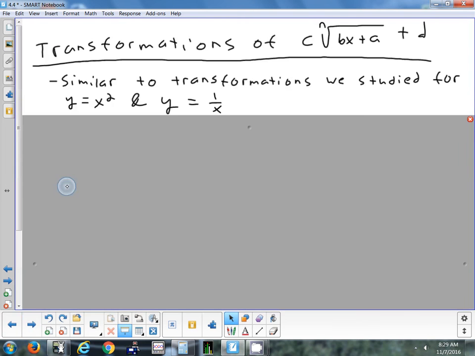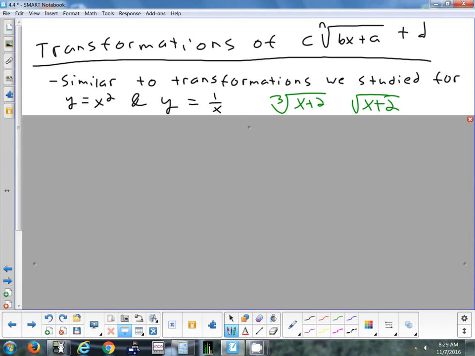All right, so now we'll take a look at the transformations. What I've done is I've written a generic problem. It doesn't matter what the index is, whether you're doing a cube root or a square root, these two problems would be the exact same transformations. They look different, but if you compare the first one to just the basic x cubed and the second one to just the basic square root, both of those are just transformations 2 units to the left of their basic functions.